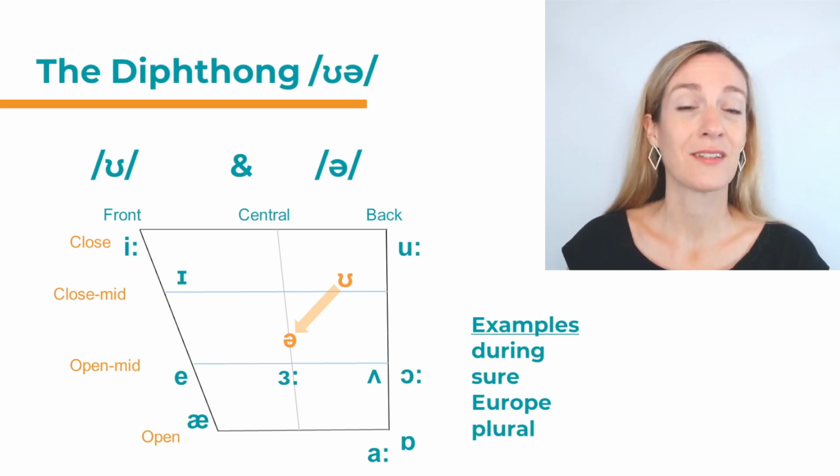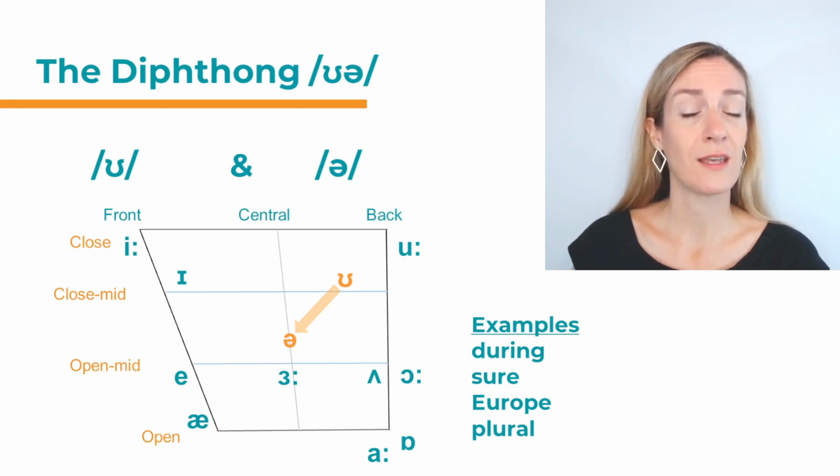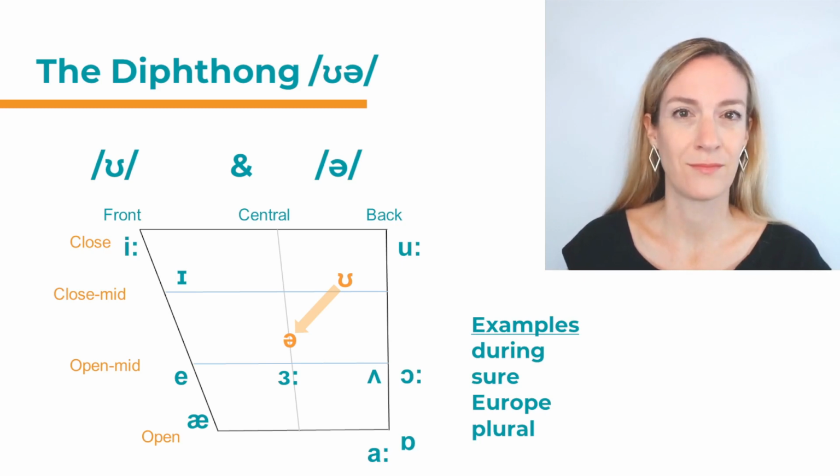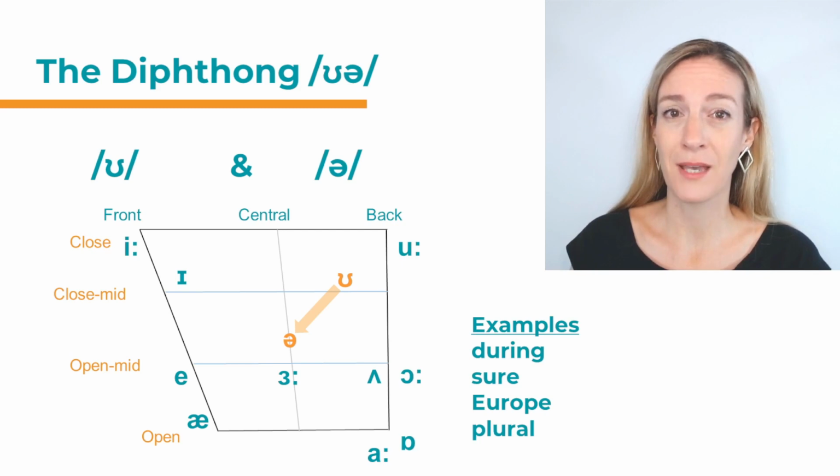Here are some words containing the diphthong. We have, for example, during, sure, Europe, but also plural. I have to say that with this diphthong, it is a little bit more present in British English. So some of my example words, if they were said with an American accent, you might not have this sound. Let's have a look at the common spelling pattern.